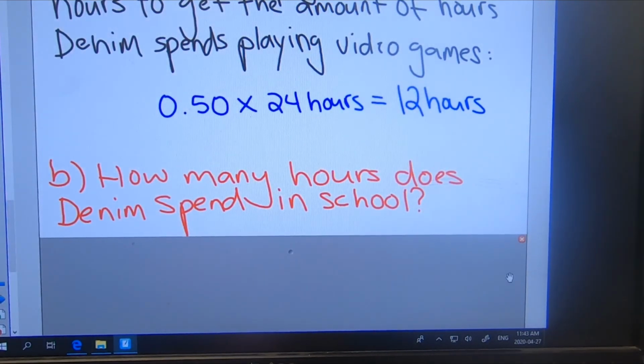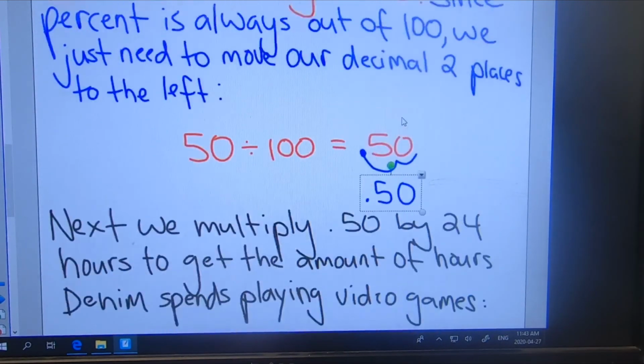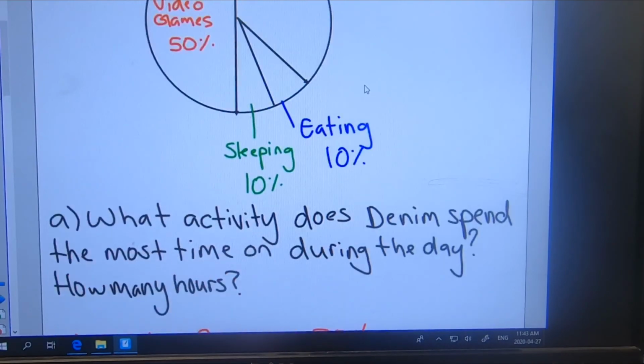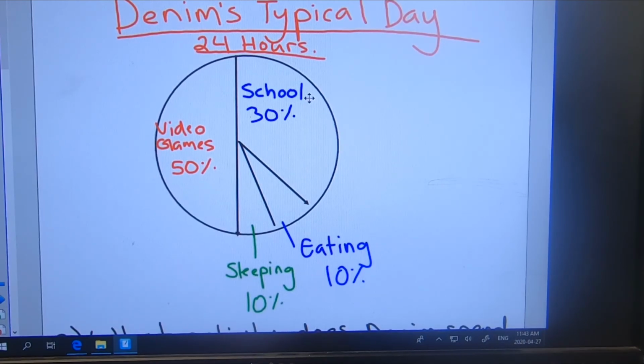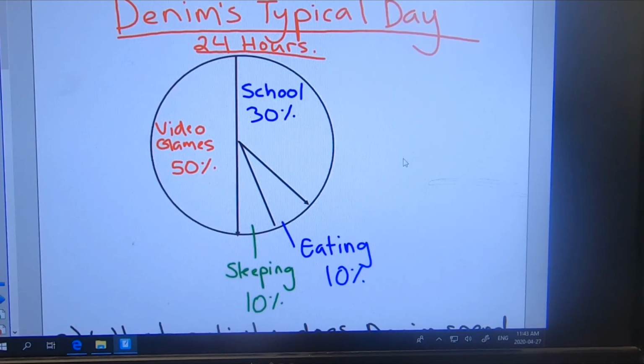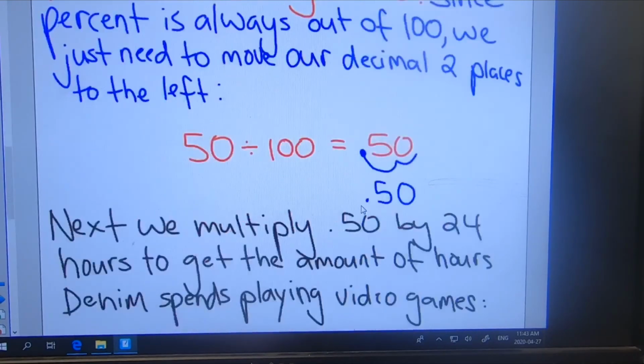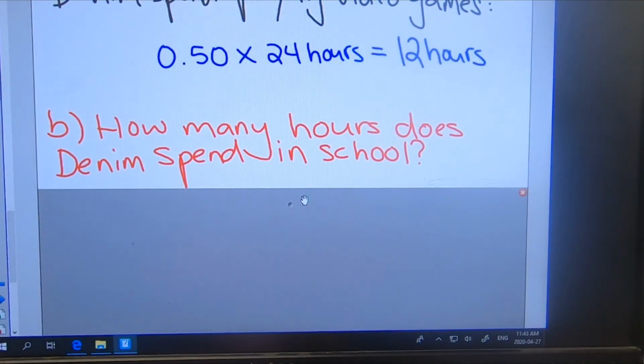How many hours does Denham spend in school? Okay, well, let's go back to our graph. We're going to have to do a little bit of scrolling here. So Denham spends 30% of his day, according to this graph, in school. 30% of the day. So let's go back down here and let's figure this out. How many hours does he spend in school?